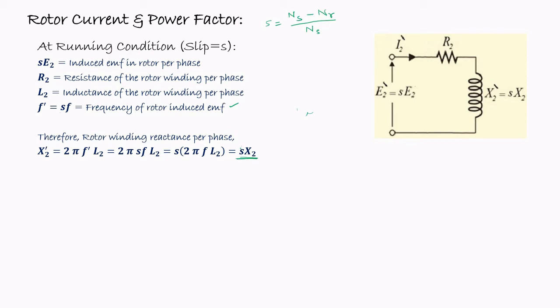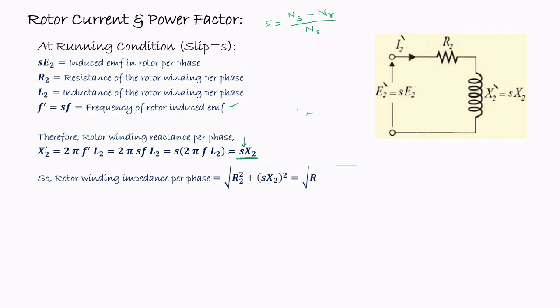So here we can see that the reactance of the rotor per phase during running condition is also the factor of slip, that is S, where X2 is the reactance of the rotor circuit per phase during the standstill condition. And remember, X2 is a constant parameter. It is constant, but S into X2 depends upon the slip.